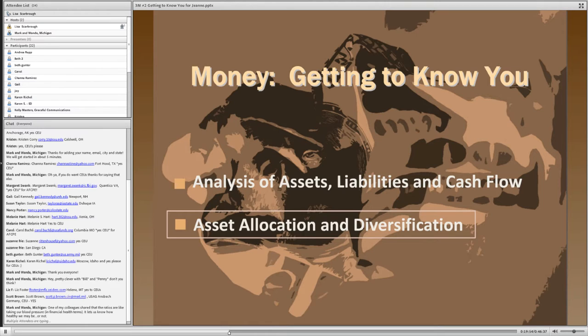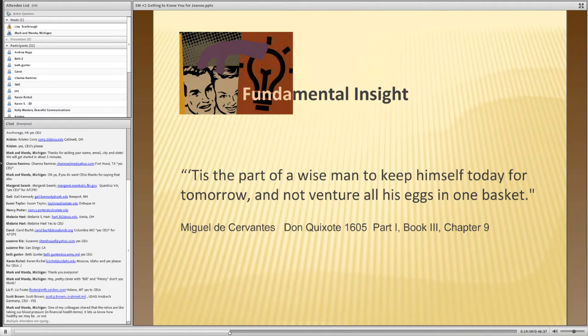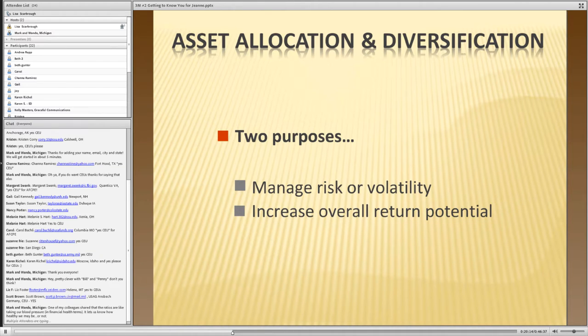All right, let's move over to asset allocation and diversification. "'Tis the part of a wise man to keep himself today for tomorrow and not venture all his eggs into one basket," and as Wanda J always says, "and make sure that all your baskets aren't filled just with eggs." That completes the whole idea of asset allocation and diversification, which has two purposes, and they're inextricably linked: manage risk or volatility, and increase the overall return potential.